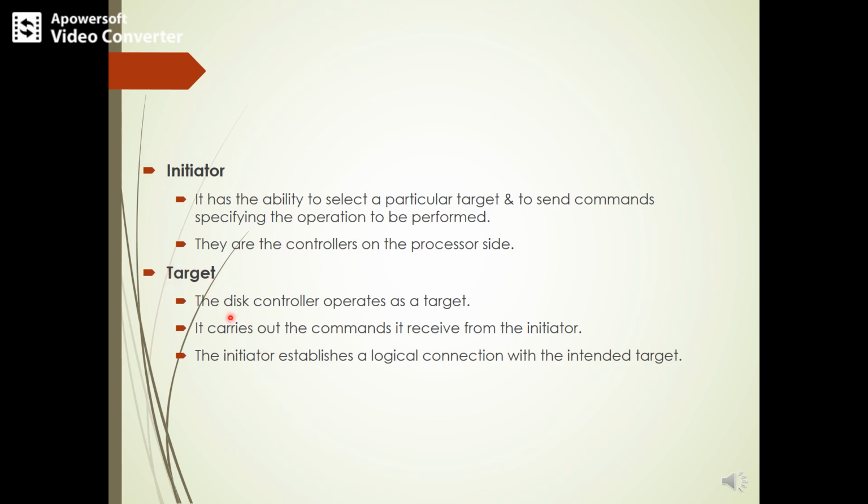Next is the target. The disk controller operates as a target. It carries out the commands it receives from the initiator. So the target is the one which receives the commands from the initiator, and the initiator establishes a logical connection with the intended target. Initially the initiator selects the target and specifies the commands as well as the type of operation to be performed, and those commands will be received by the target, and later the initiator will establish a logical connection with the intended target.